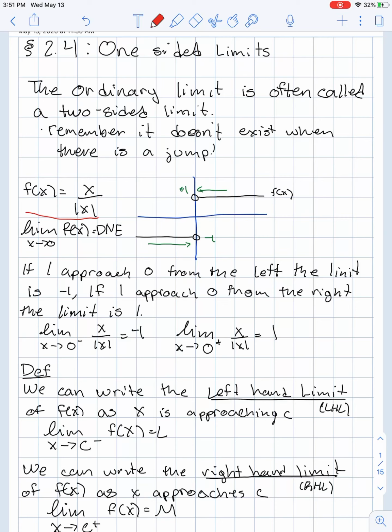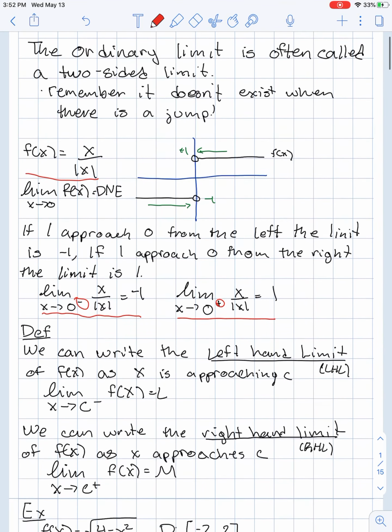If I approach 0 from the left, I am going towards -1. If I approach 0 from the right, the limit is 1. And I can write that down below here where I say the limit as x goes to 0 with a negative in the superscript right here, I can then say that's equal to -1. And the limit as x goes to 0 with this plus superscript is going to 1. What that means is I can write down these definitions.